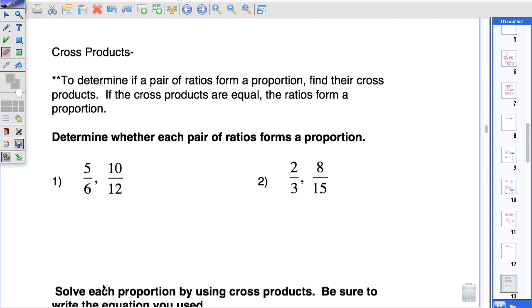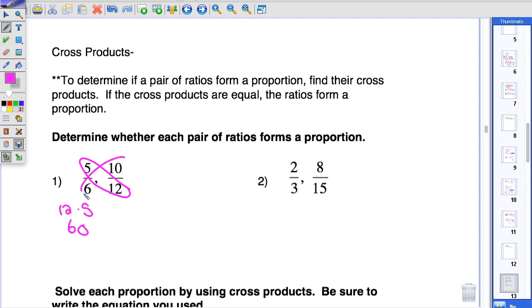So determine whether each pair of ratios forms a proportion. We have 5/6 and 10/12. To figure out if they form a proportion, we're going to do our cross products. We're going to multiply going across. 12 times 5 gives you 60. 6 times 10 gives you 60. Because their cross products are equal, it forms a proportion. So yes, this is a proportion.